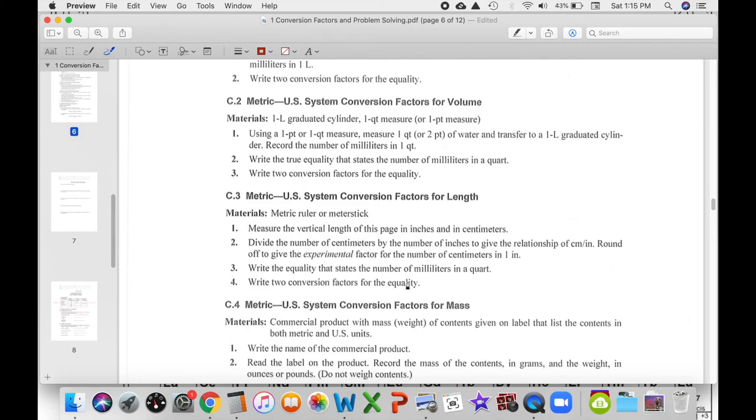Here we go. Okay, so if we scroll back up to the instructions for part C3, even though part C3 is talking about length, the instructions accidentally say milliliters in a quart. I think they meant centimeters in an inch. So yeah, that's what they meant to do over here. That's just a little typo they made. So watch out for that.